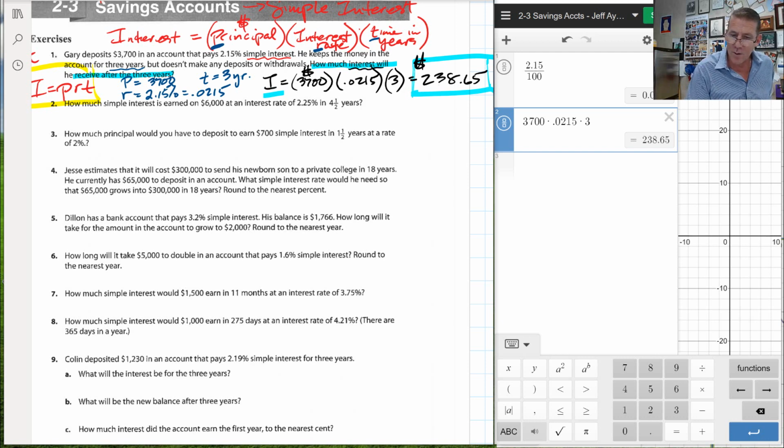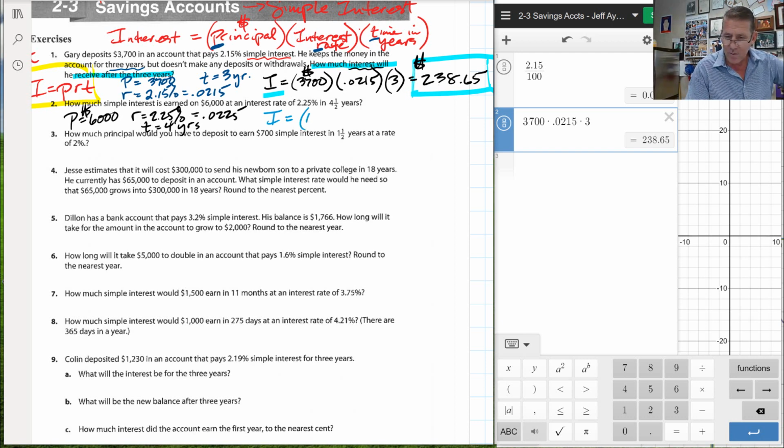All right, number 2. How much will be earned on $6,000? So the principal there is $6,000 at an interest rate of 2.25%. So R is 2.25%, so that's 0.0225 as a decimal, in 4.5 years. So T is equal to 4 years. So you notice how I'm always writing down what I know. All right, and you should do that too. Always write down what you know, and then you figure out what you don't know, right? And we don't know the interest. That's what we want to find. How much simple interest would he earn?